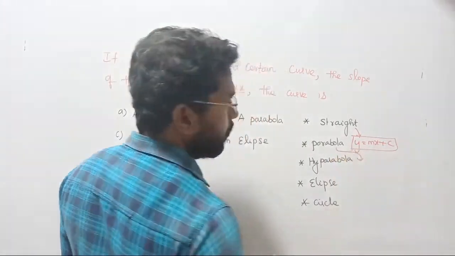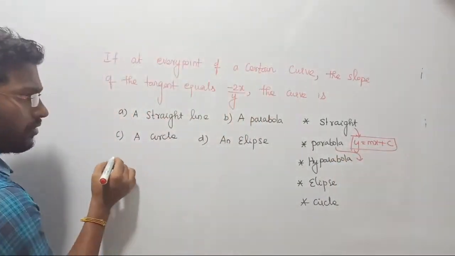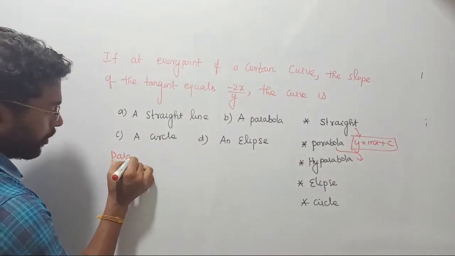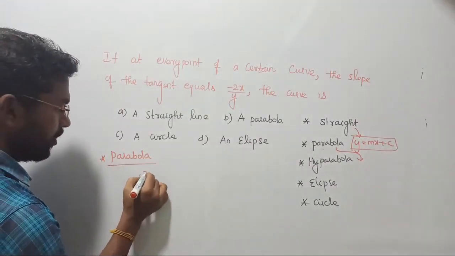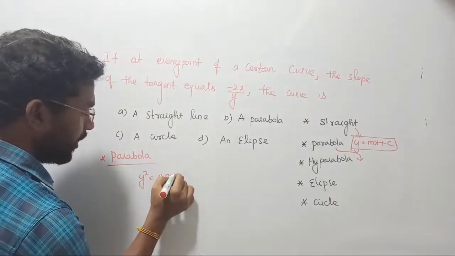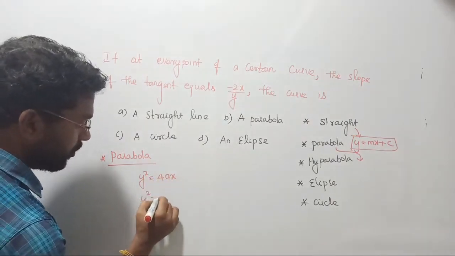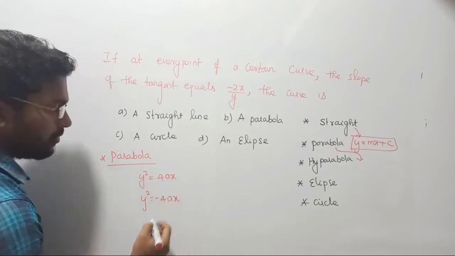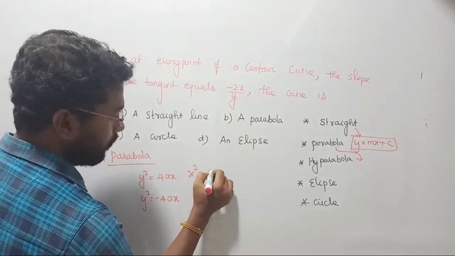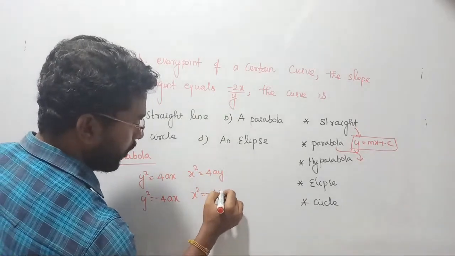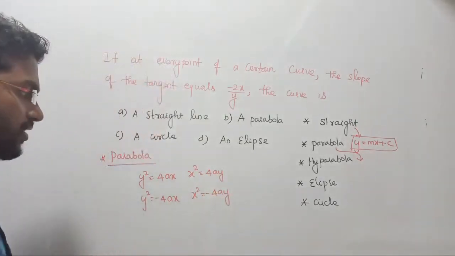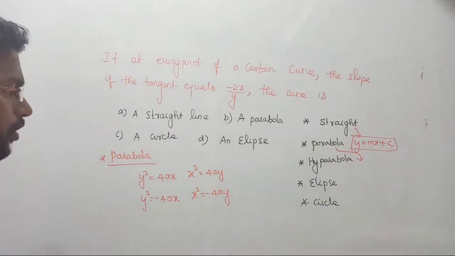For parabola, there are four possibilities. Let me write here, right? What possibilities are there? We can write y square is equal to 4ax and y square is equal to minus 4ax. Similarly, x square is equal to 4ay and x square is equal to minus 4ay, right? Already you would have studied these things, right? So there are four types of parabola curves.